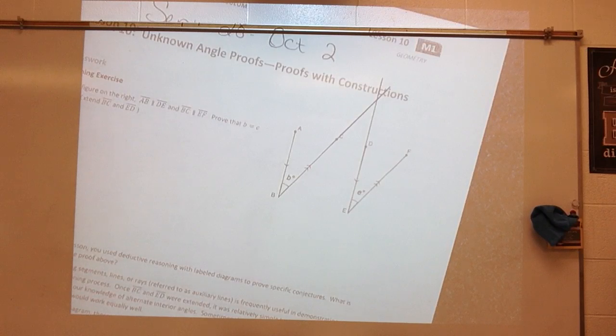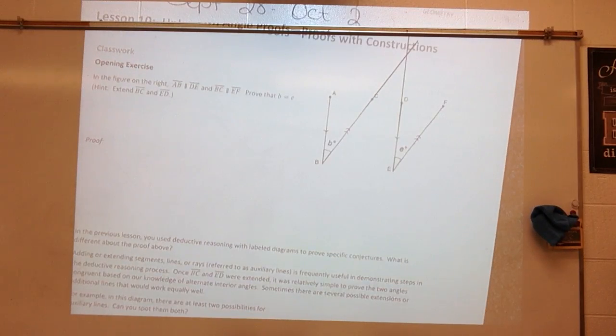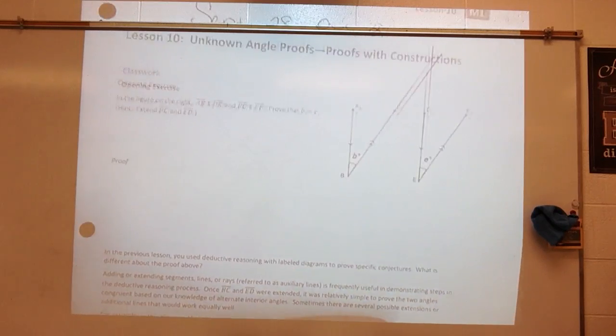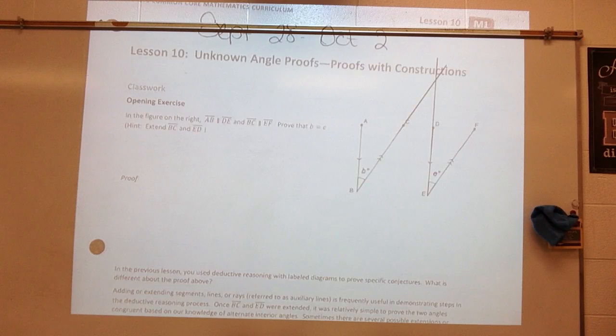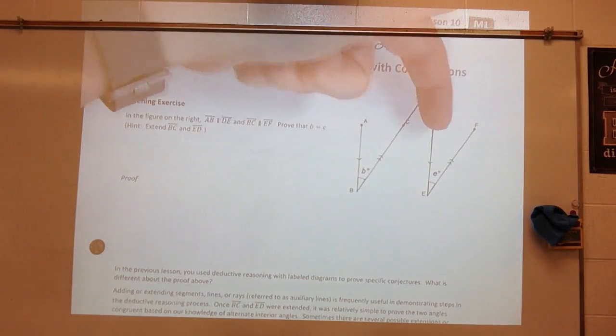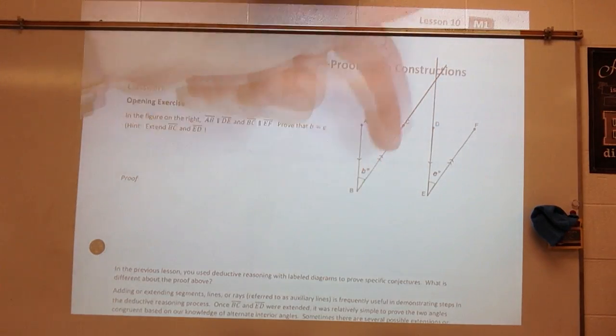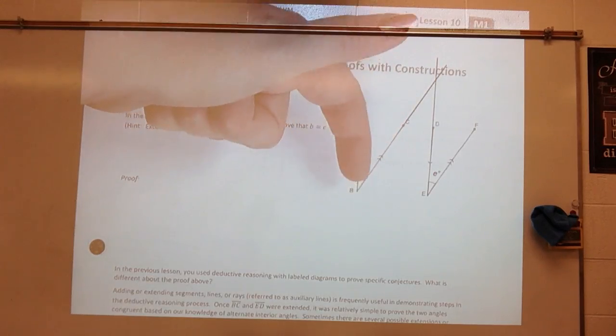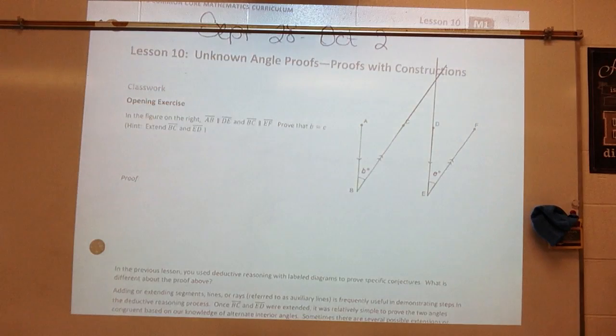All right, so let's look at this. We are going to write a proof. We're not going to write a full proof. All we want to do is just prove our points here. All right, so it says that AB is parallel to DE, and that BC is parallel to EF. All right, so we need to look at this as parallel lines and transversals.